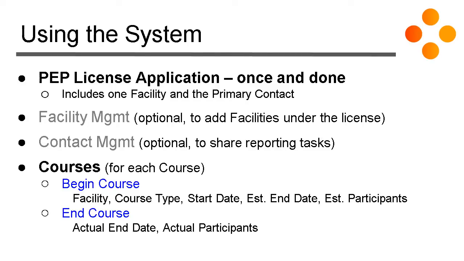Most important, licensees report twice about each course, at the beginning of the course and at the end of the course. That's an overview of all the reporting interactions, and now we'll look more closely at each of these.